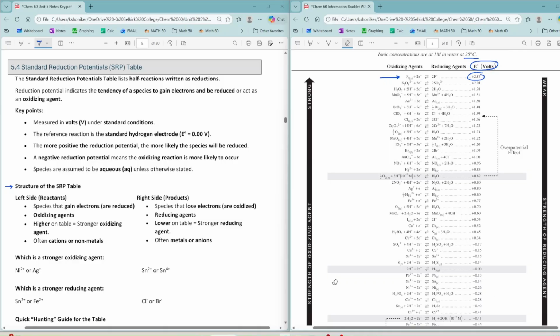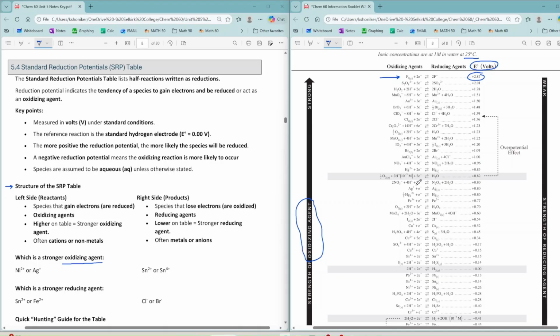But anyway, when I'm looking for the strength of an oxidizing agent, I'm looking on the left-hand side of my chart. The left-hand side of my chart shows my oxidizing agents, my species being reduced. So if I ask you which is the stronger oxidizing agent, nickel or silver ions, you have to find them on the chart. And again, the more you use this chart, the quicker it'll be to find things.